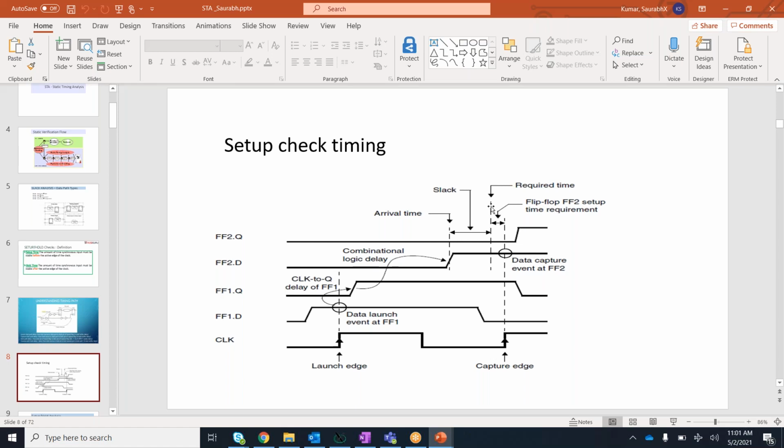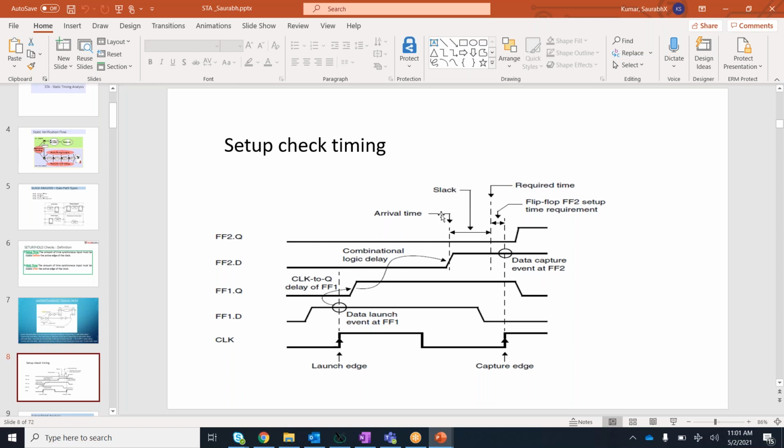Because how do we calculate the setup violation? To calculate the setup violation, we calculate the slack. What is slack? Required time minus arrival time. If required time is more and arrival time is less, then it will be positive. If it's positive, no violation. If it's negative, it is a violation.